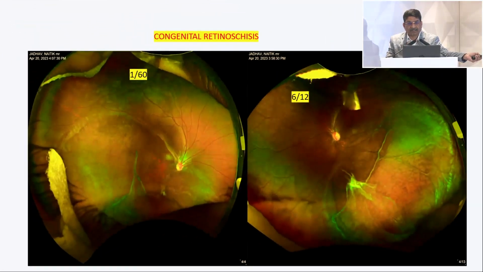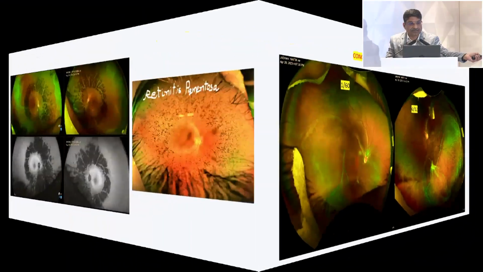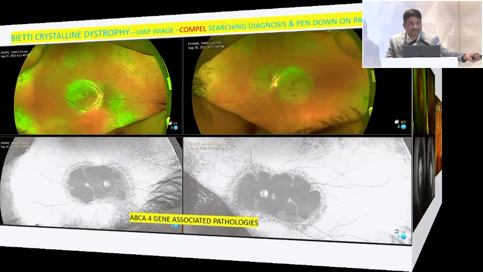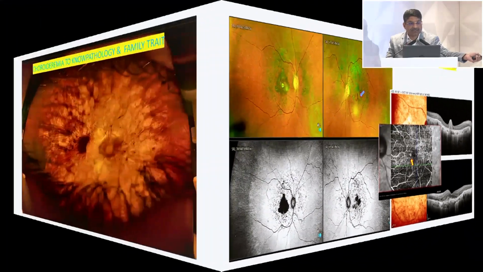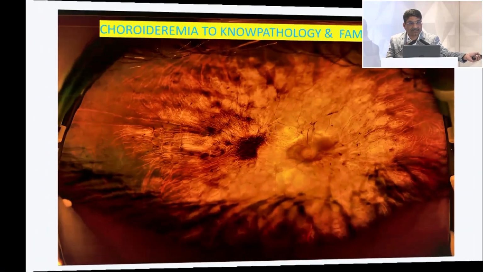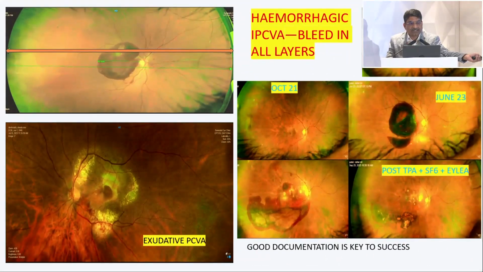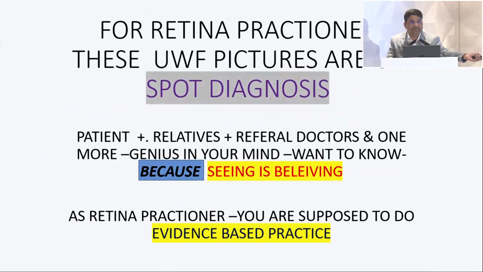This is a congenital retinoschisis. Then various types of RP, Bietti's crystalline dystrophy, and this one Stargardt's with SRNVM. Then choroideremia cases. And this is the hemorrhagic as well as the exudative type of PCV. We know that all these are known to the retina fellows who have done the fellowship. They know that this is known to us. What is great in doing this, since these are spot diagnosis cases?